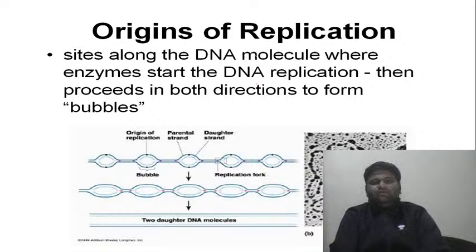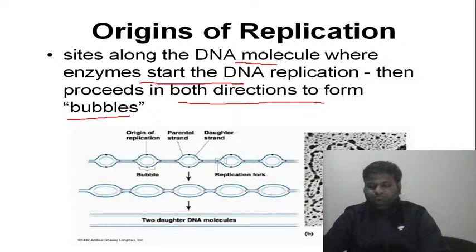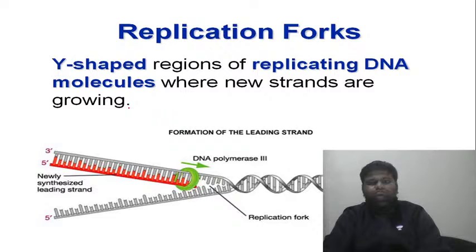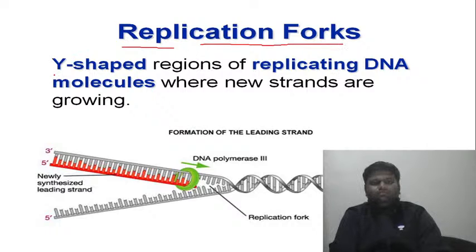So what are origins of replication? These are the sites along the DNA molecule where the enzyme starts the DNA replication and then proceeds in both the directions to form bubbles. This is the replication fork. This is the Y-shaped region of the replicating DNA molecule where the new strands are growing.